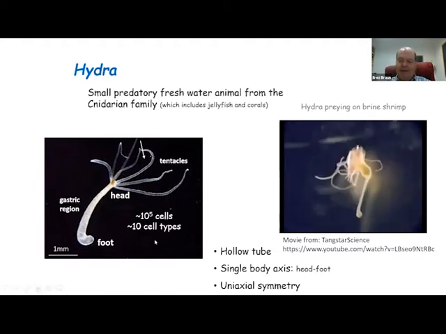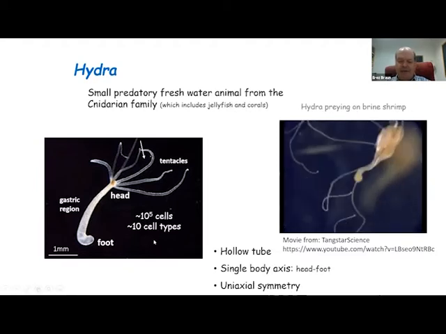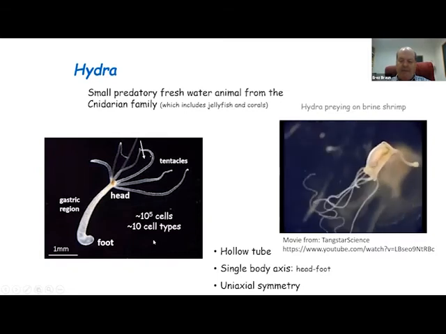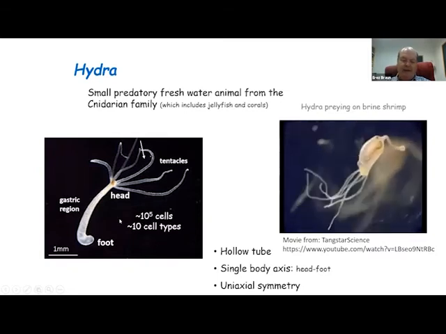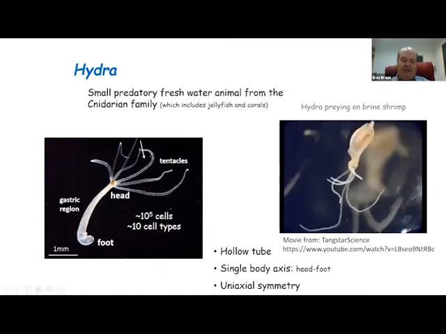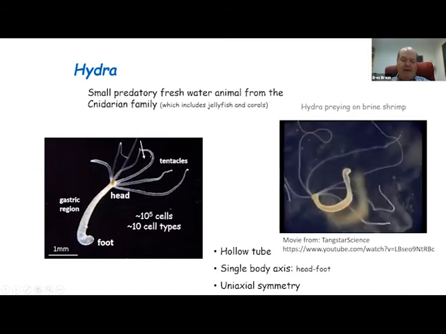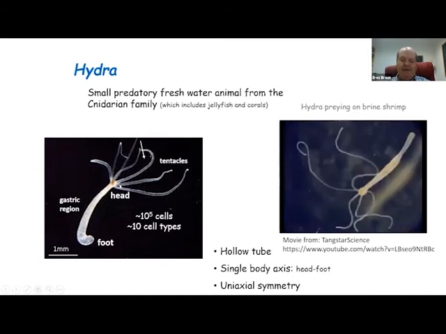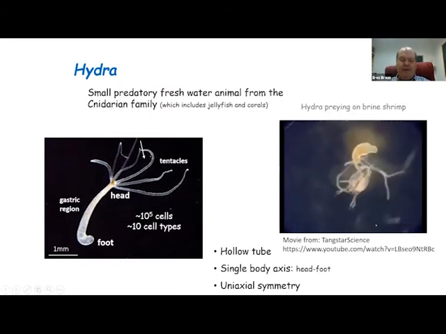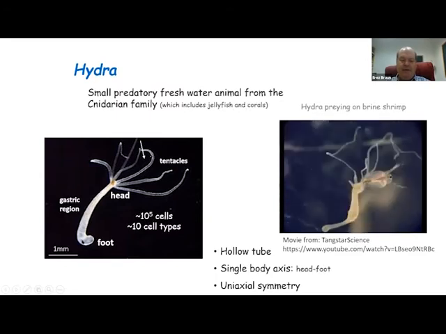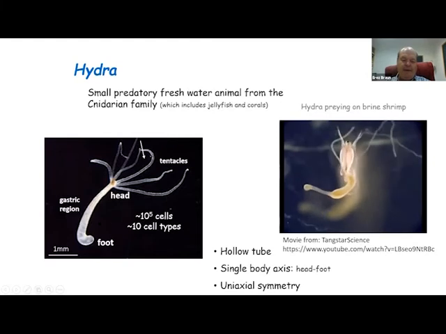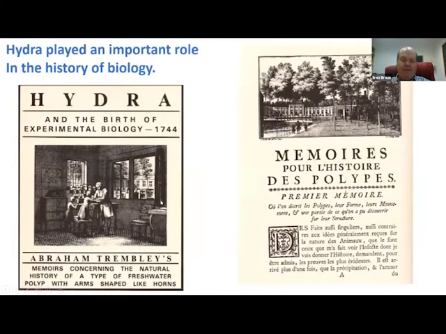Altogether, more than 10 types of cells. It's a simple animal, but still a behaving animal, and a multicellular one with a simple geometry of a single axis of symmetry that is polar. So the head and the foot, and the rest is a hollow foot.